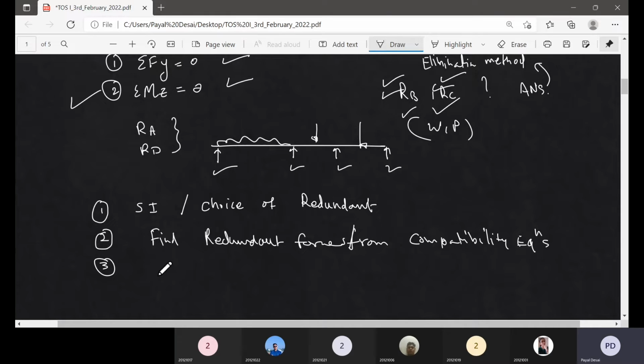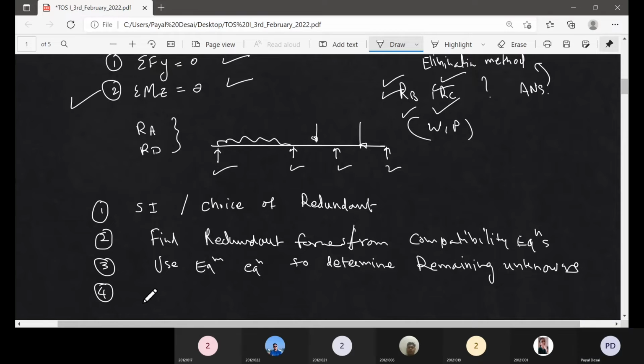And third is to use the equilibrium equations to determine the remaining unknowns. And finally, the fourth step is, of course, the method of superposition, which you have to apply. And the fifth step is plotting the BMD and SFD.